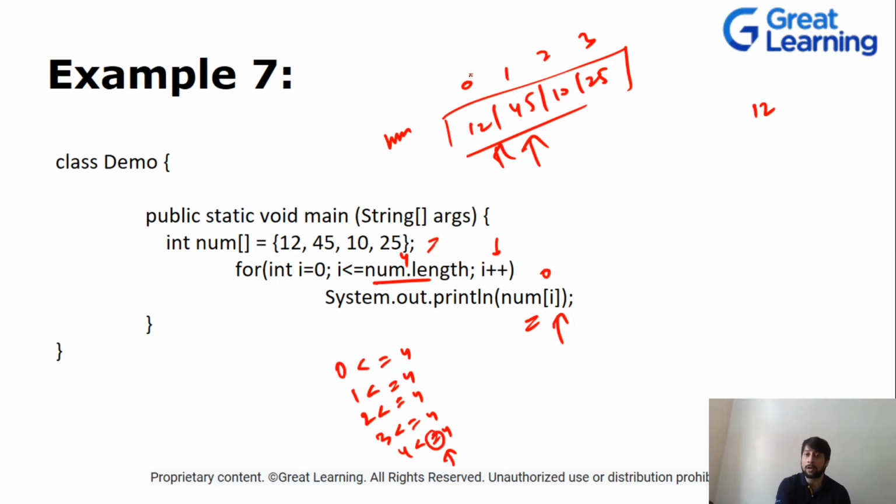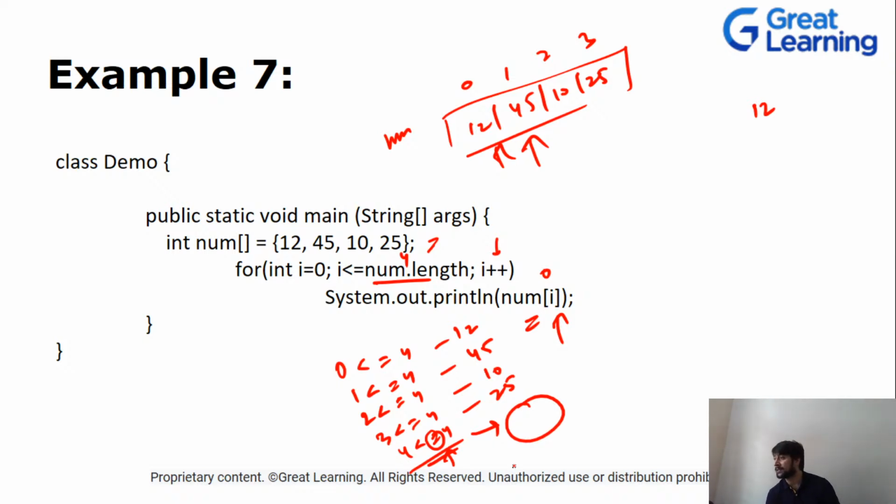So now we only have 4 elements in the array, which are 12, 45, 10 and 25. And then we are trying to access one more element, which is why we get this error, which is known as array index out of bound.